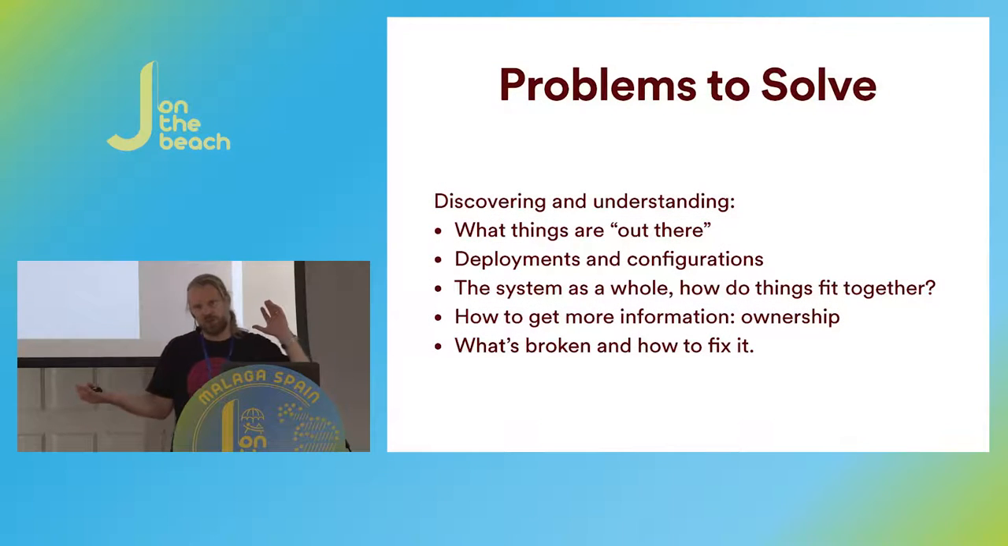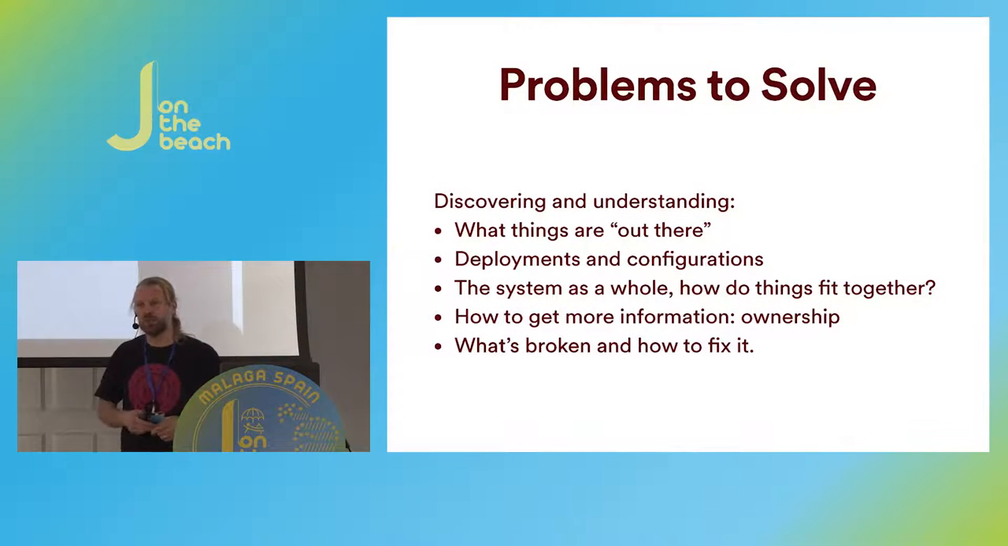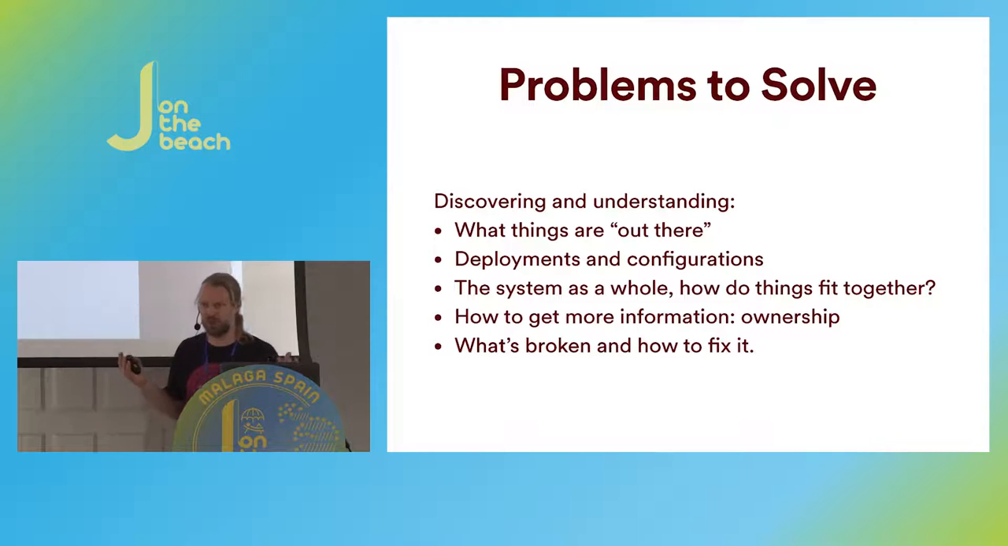So all of this leads to some problems that need to be solved. Just understanding what is out there. You have 100 different teams that can deploy things and do deploy things continuously. Like what is there? What's running on these 14,000 servers? Are they still 14,000 or are they more? They're probably more now. I don't know.